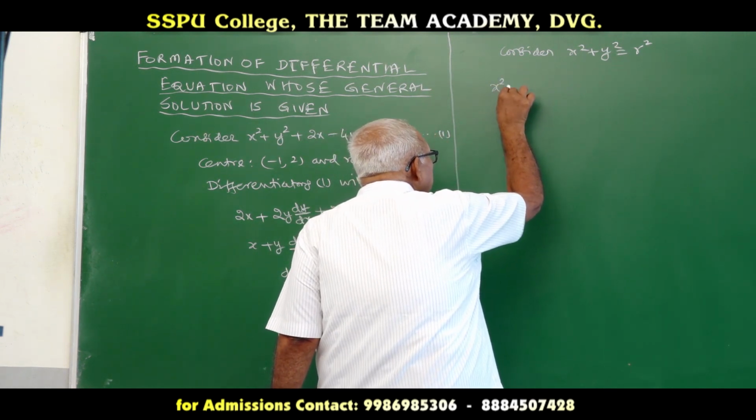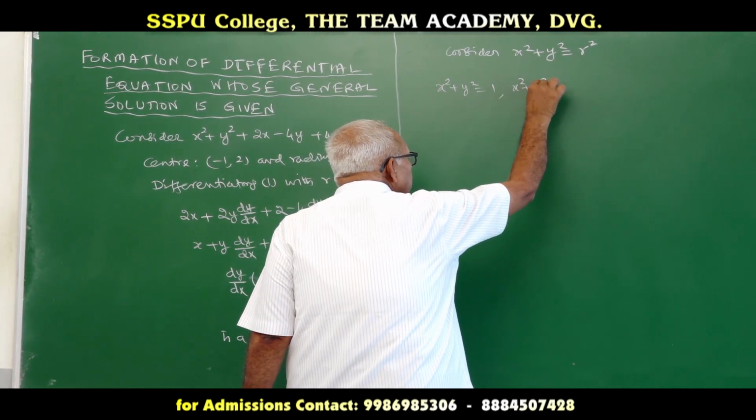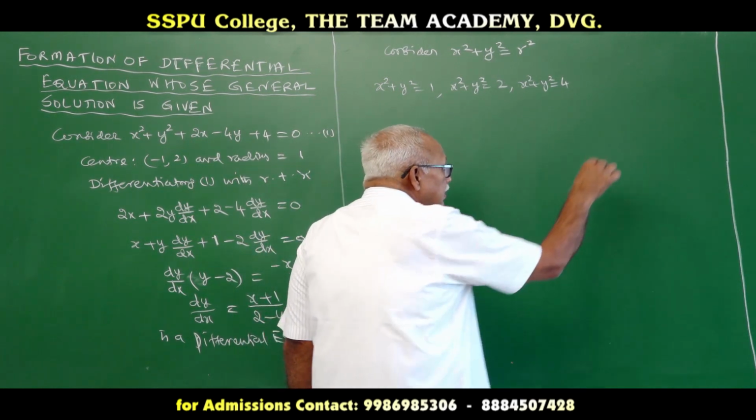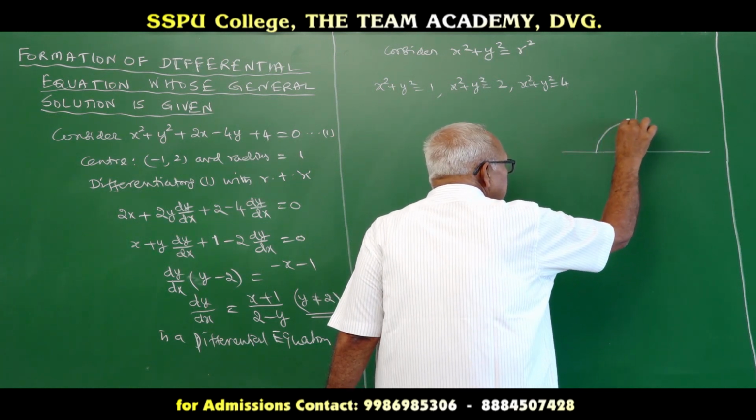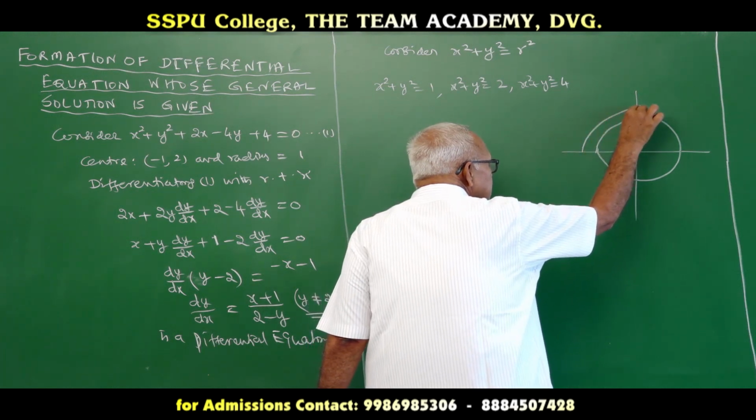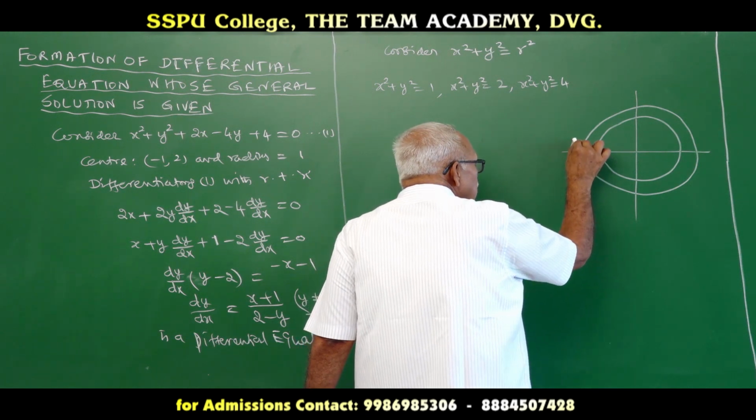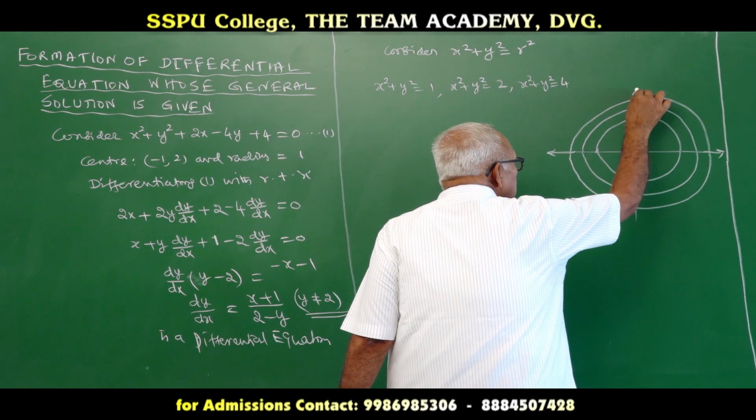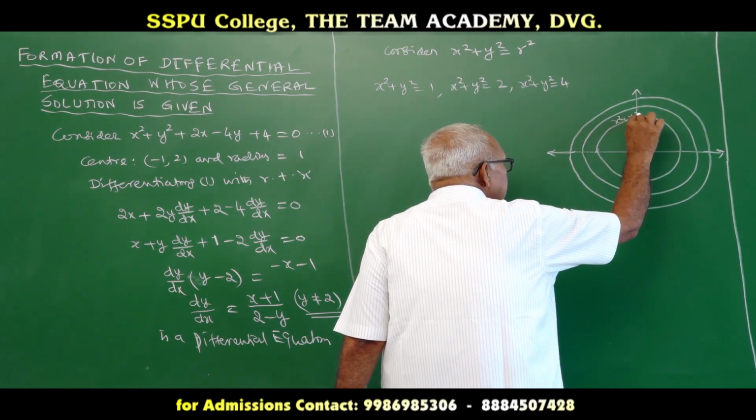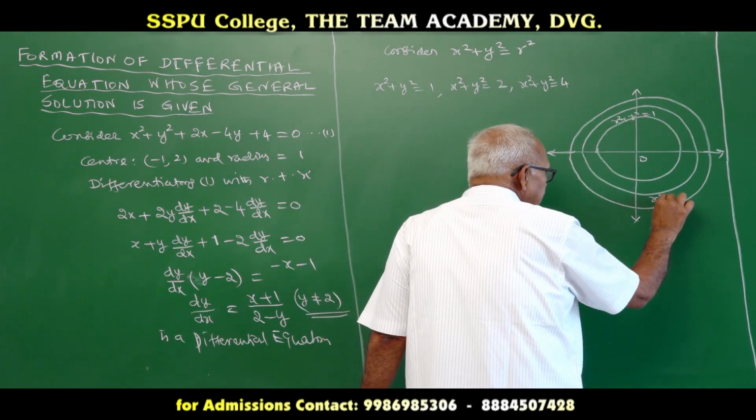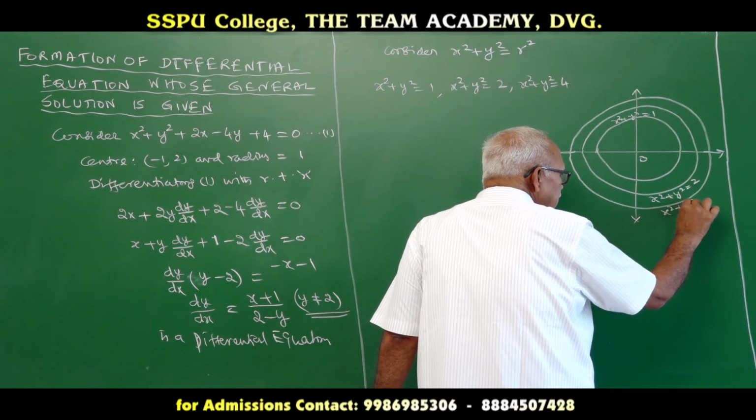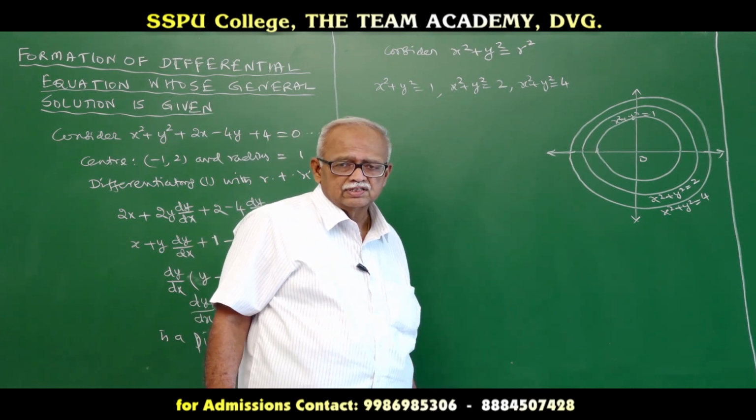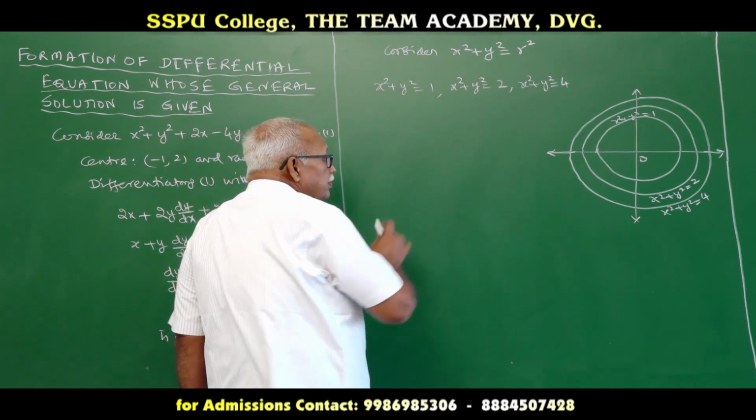Let me take some circles here: x square plus y square is equal to 1, x square plus y square is equal to 2, x square plus y square is equal to 4. Now, I will draw these circles. All these circles are concentric circles with the center at the origin and different radii, where r square is 1, 2 and 4 like that. This circle we can take as x square plus y square is equal to 1, this circle as x square plus y square is equal to 2, and the third circle is 4. By giving different values for r, we can get different circles. So, this equation represents a family of circles.